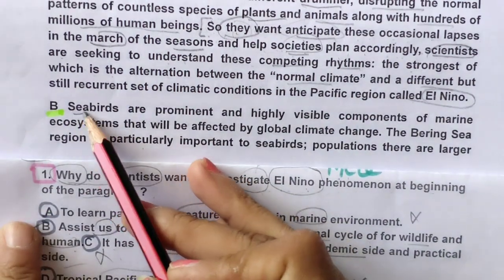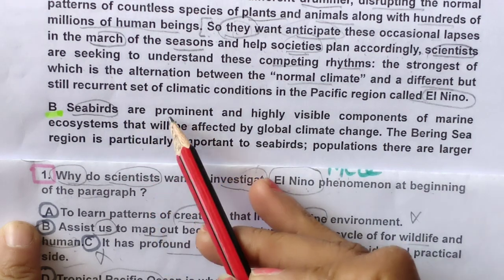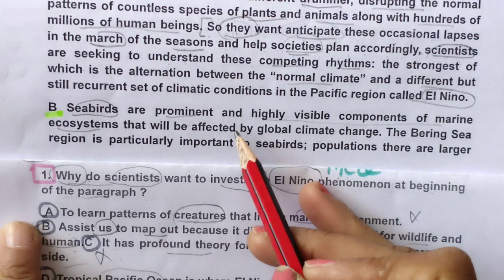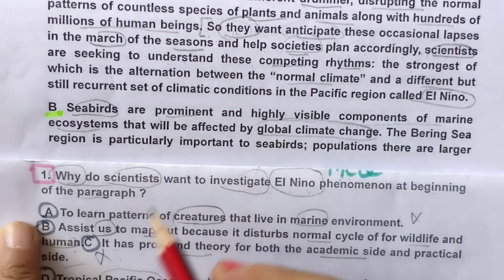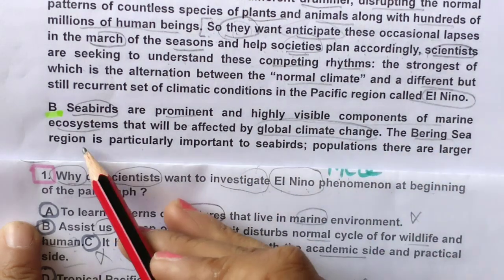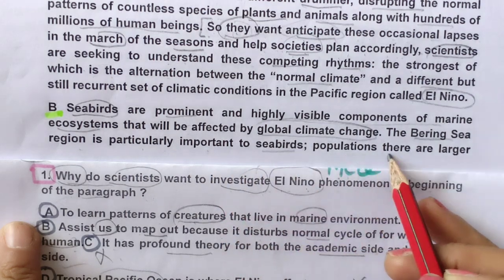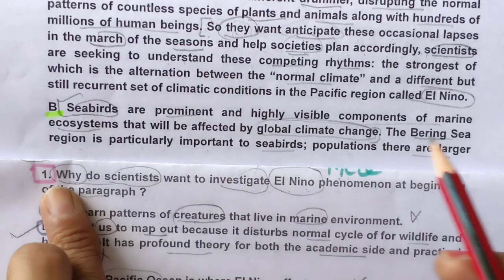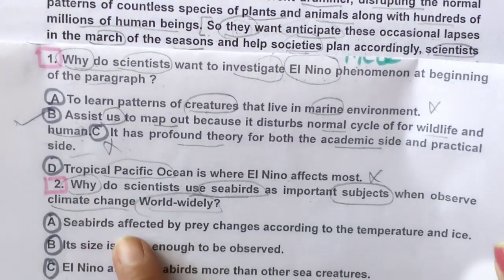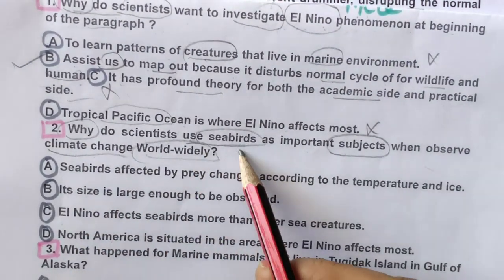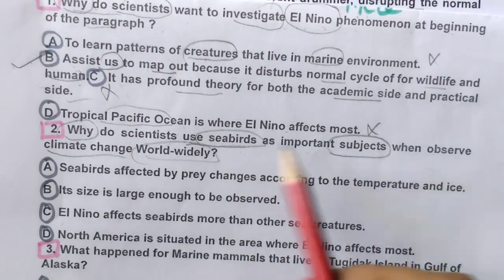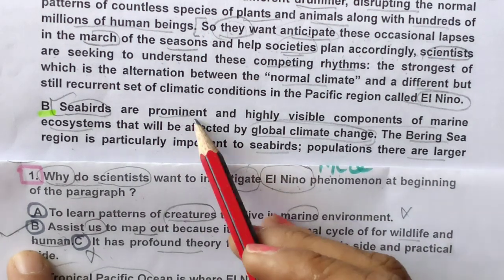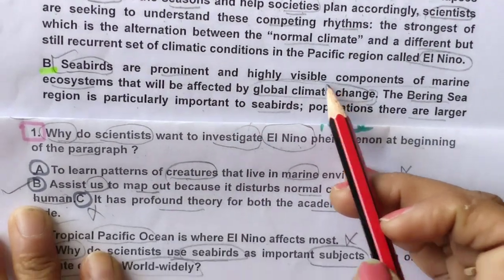Now seabirds, I can see it. Seabirds are prominent and highly visible components of marine ecosystem that will be affected by global climate change. Same word is there. The Bering Sea region is particularly important to seabirds population. There are larger. Okay, so I think in this sentence we will get the answer. Second question: why do scientists use seabirds as important subjects when observe climate change? Okay, I think are prominent, highly visible component of marine.